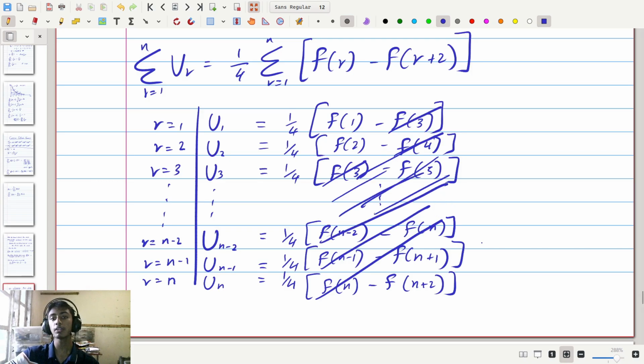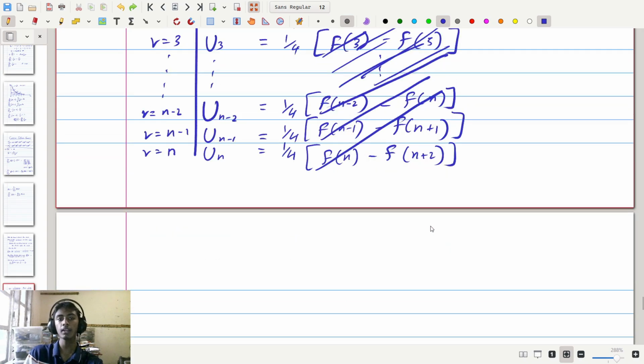So all the terms in the middle are gone, and we are left with over here f1 and f2, and on the other side minus f of n plus 1 and minus f of n plus 2. So these are the values that we are left over with. They are all multiplied by 1/4, of course, so let's not forget that. We have 1/4 of f1, 1/4 of f2, minus 1/4 of f of n plus 1, and minus 1/4 of f of n plus 2.